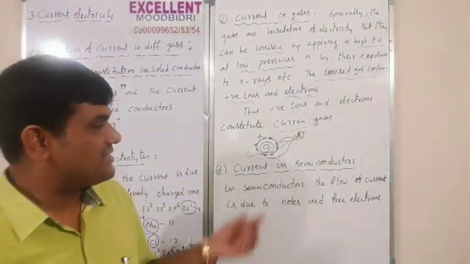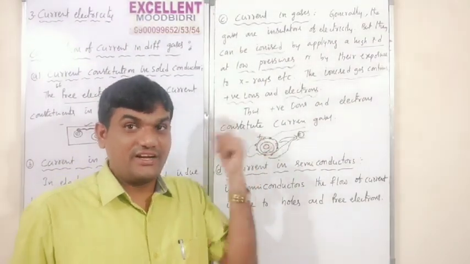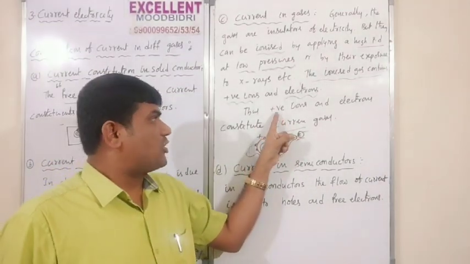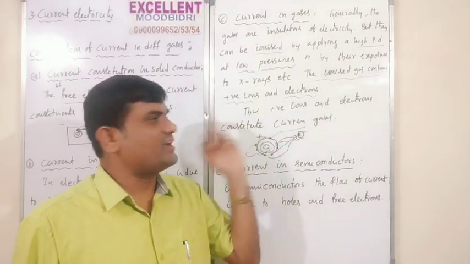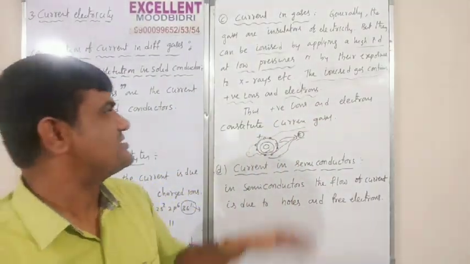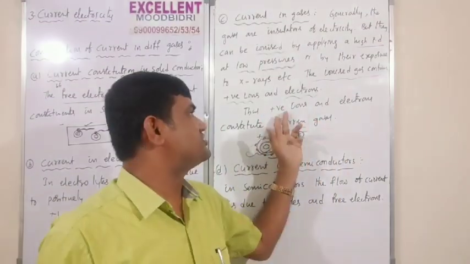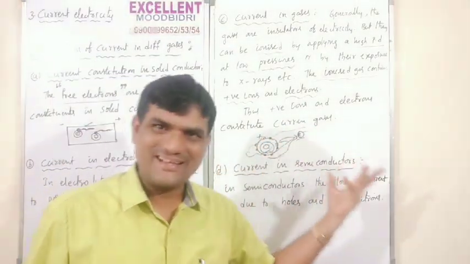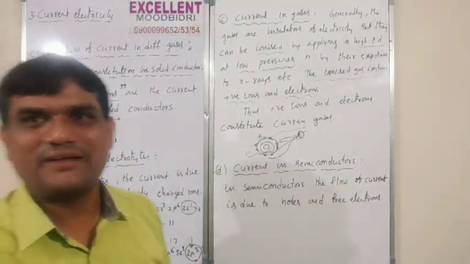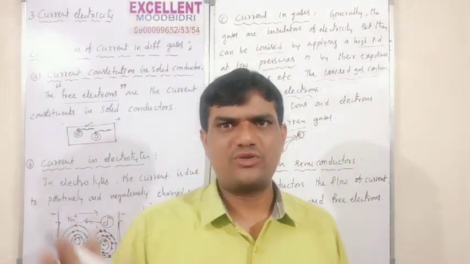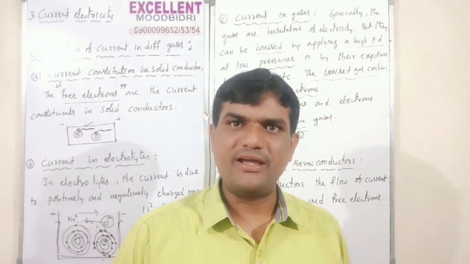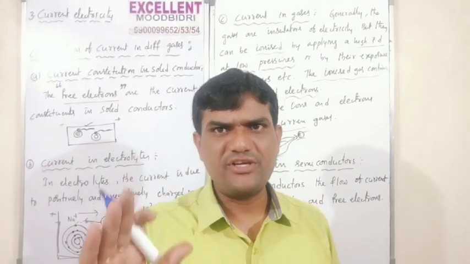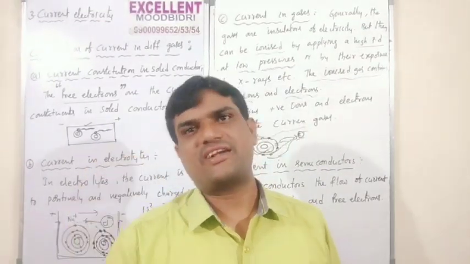Alright. So the current carriers in gases are positive ions and free electrons. Positive ions and electrons constitute current in gases. Generally, gas is a bad conductor and does not conduct any electricity, but because of ionization, it can constitute electricity.